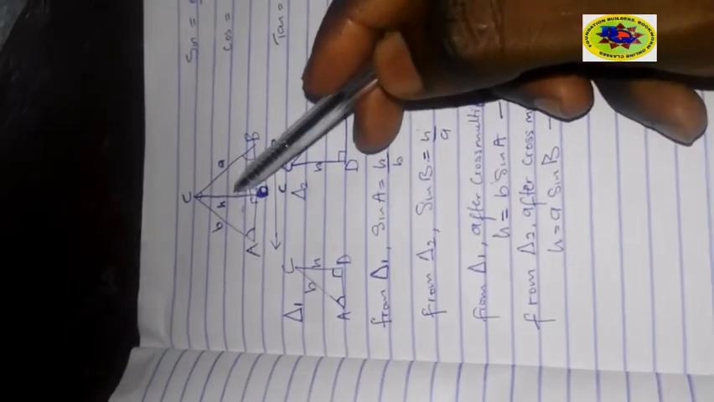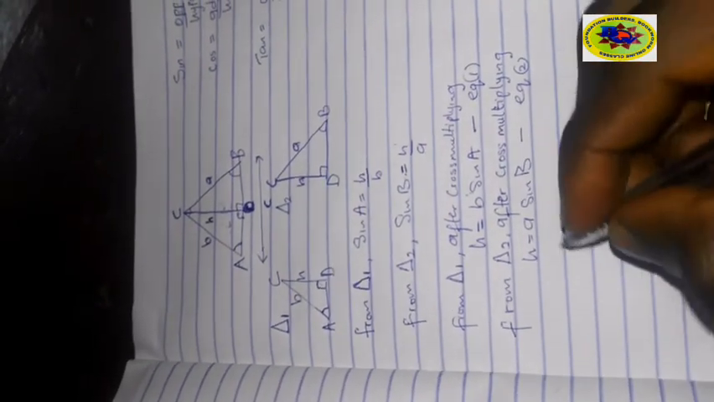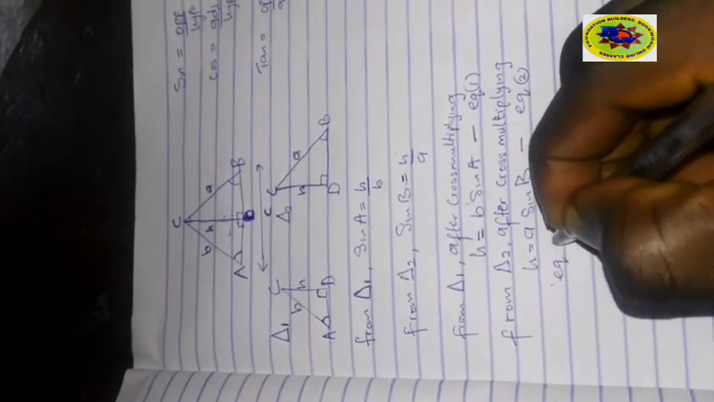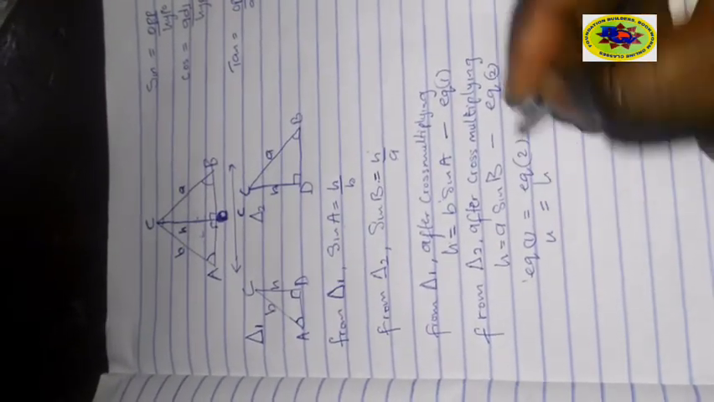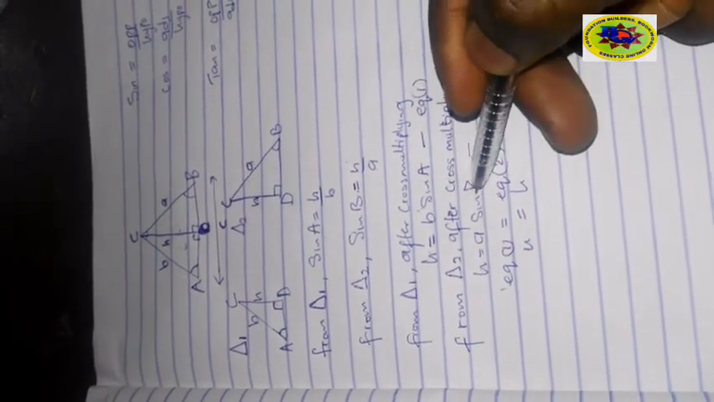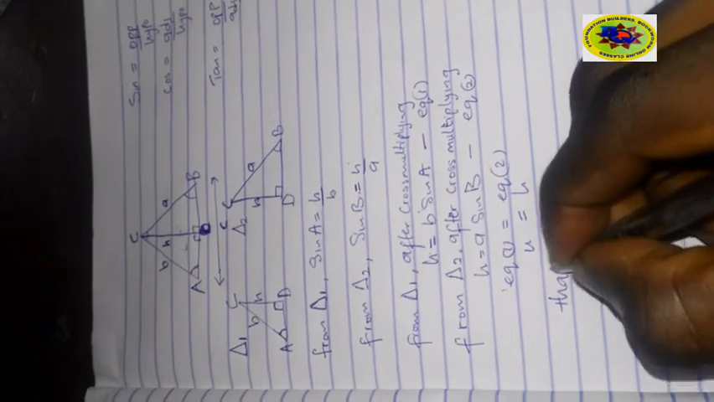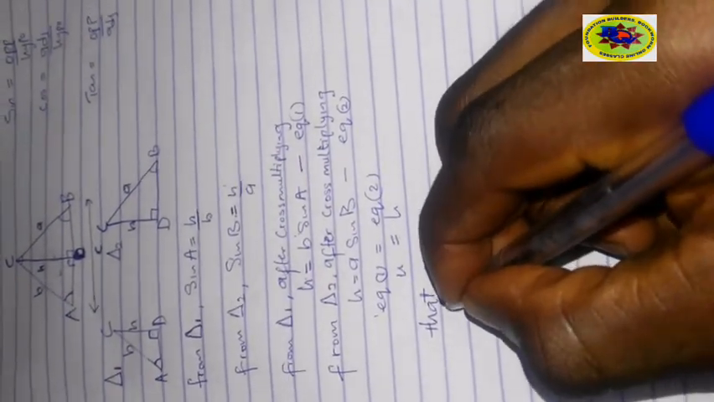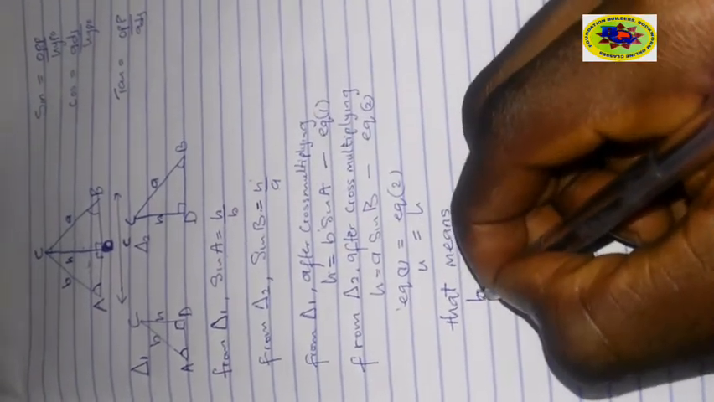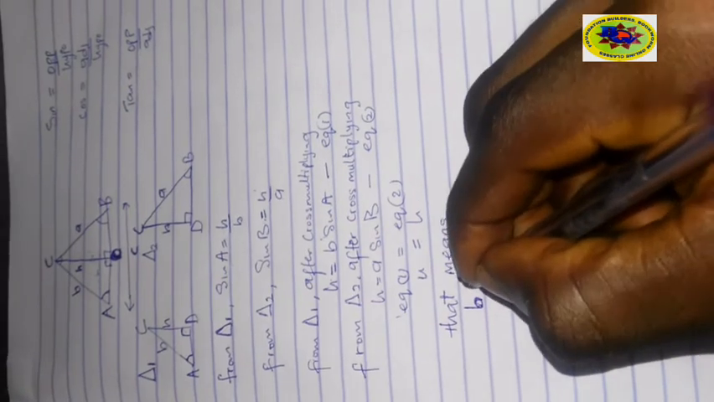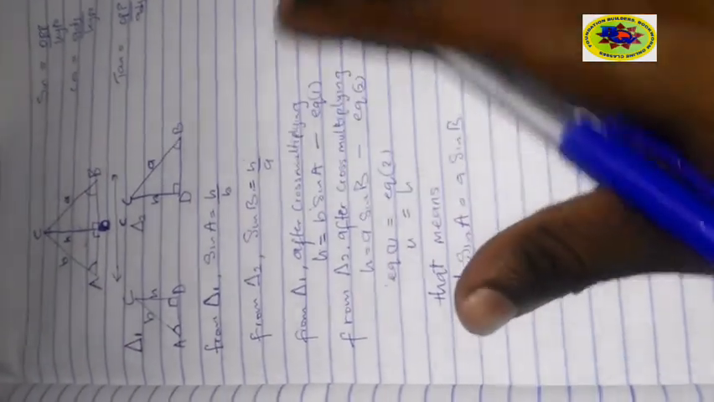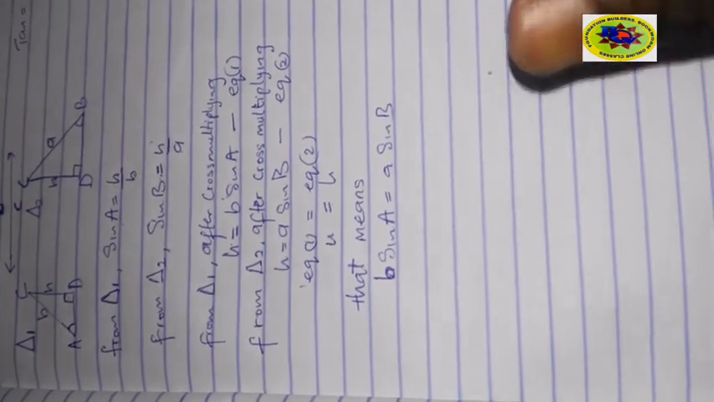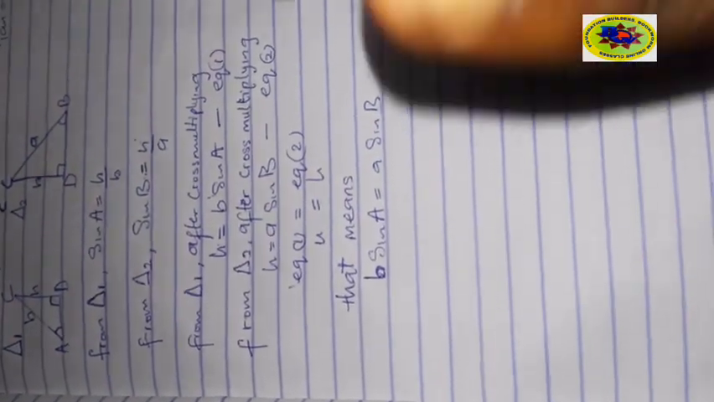Since these two h come from one triangle, that means equation 1 is equal to equation 2. That means this h and this h are equal. And since h and h are equal, this and this are also equal. That means b sine A is equal to a sine B. So now we are almost through in deriving it. What is left for you is to pack all the a on one side and all the b on the other side.